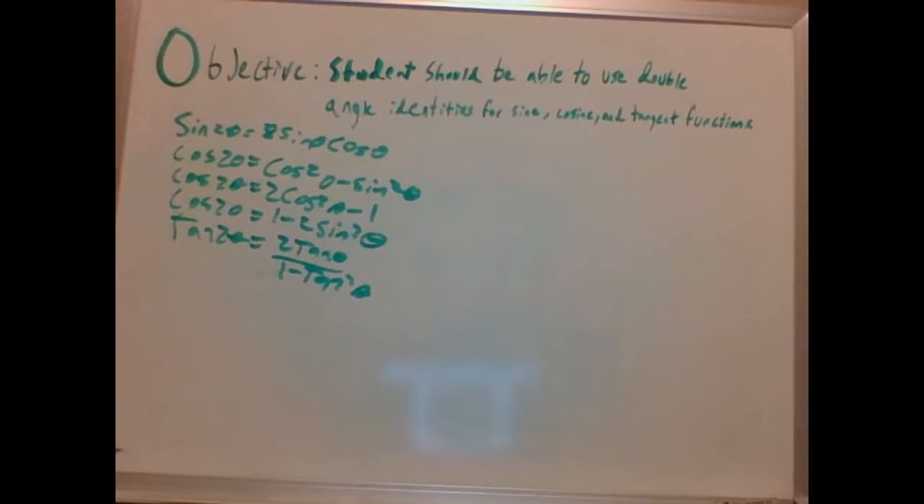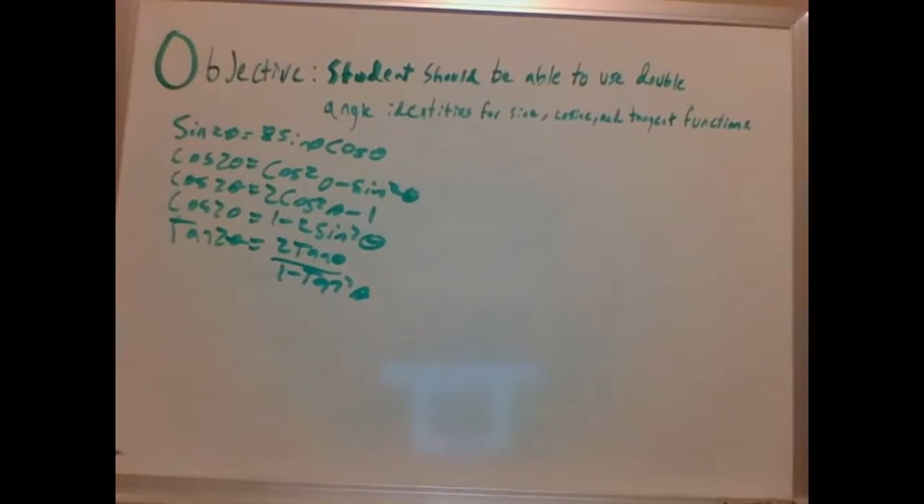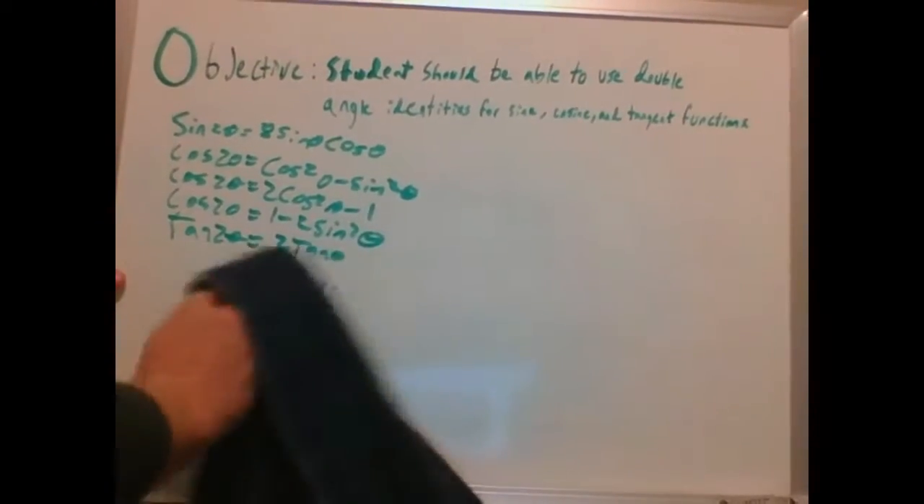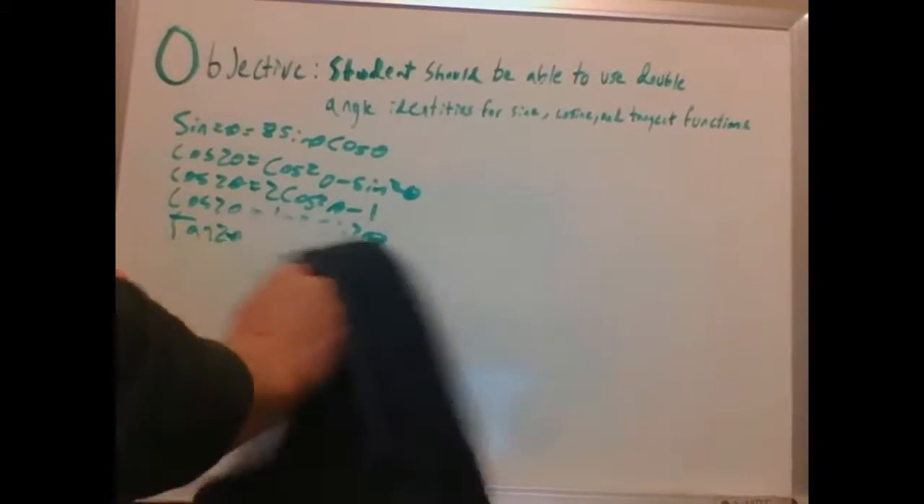Okay, now that we have all of those away, I'm going to have to erase these because I don't have much room on this whiteboard, but those are the 5 double angle identities that we need to know. Sorry that I have to erase these, but I don't got a ton of room.